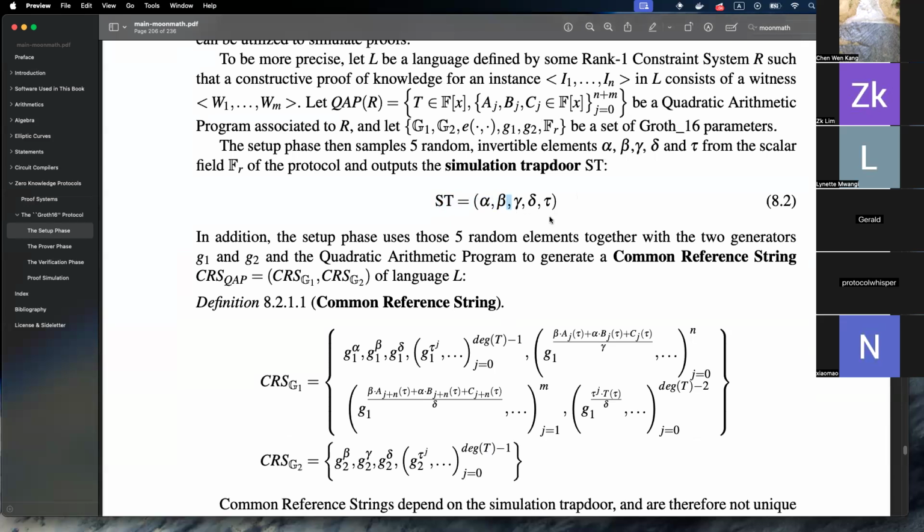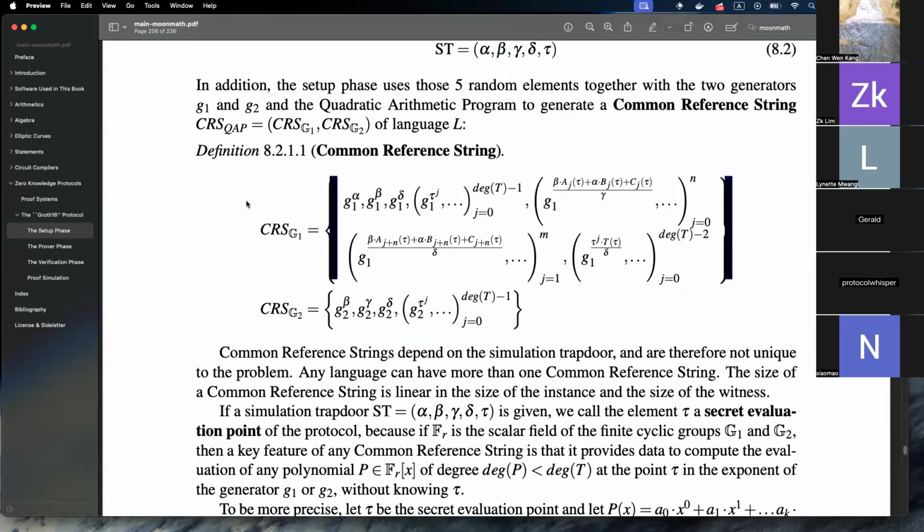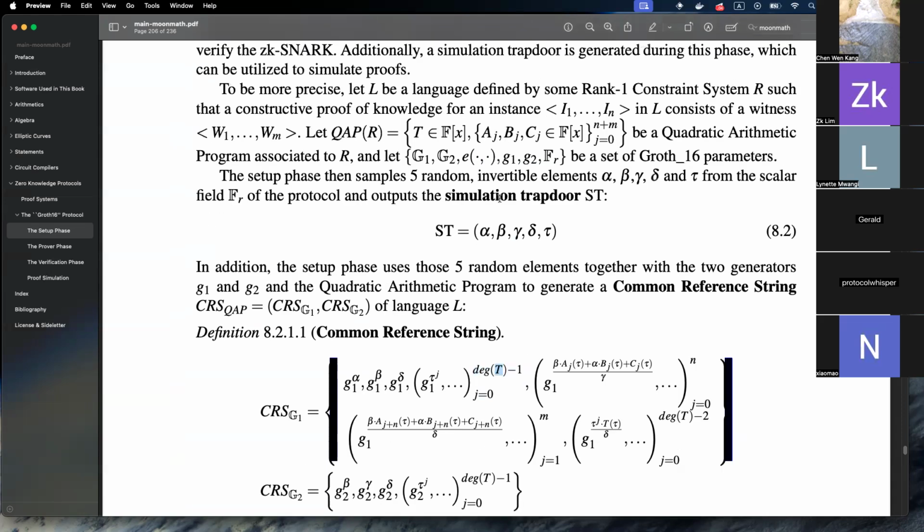It's essentially this. So this is a bunch of stuff, and look at the comma. It's like G1 to the power of alpha, G1 to the power of beta, G1 to the power of delta, and then G1 to the power of tau, from 0 to some number, degree T minus 1, degree T. This T is, I believe, the degree of the polynomial, if I'm not wrong. Might be wrong.